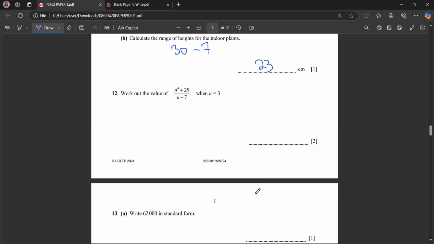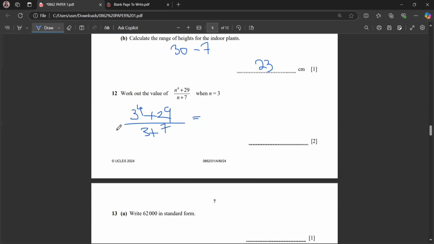Work out the value of n raised to 4 plus 29 over n plus 7 when n is equal to 3. So n raised to 4, so in the place of n, you can substitute 3. So 3 raised to 4 plus 29 over 3 plus 7.